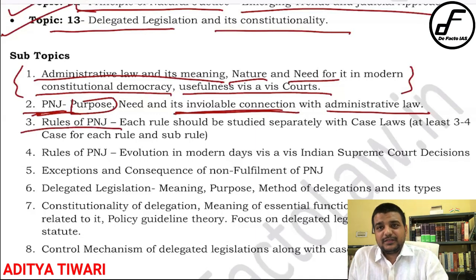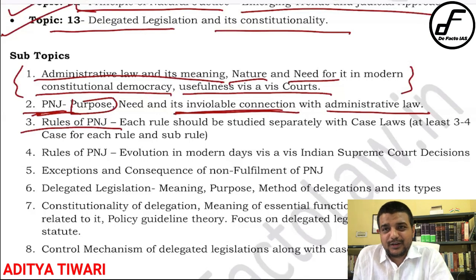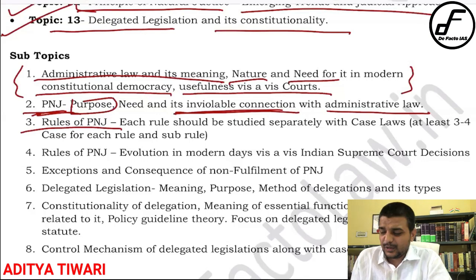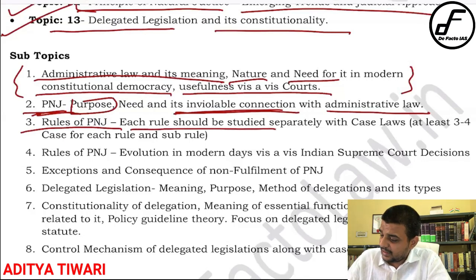Now you must have seen three rules. No one shall be the judge of their own cause, the rule against bias, right? There are multiple sub parts of it as well. So what I will suggest is that you read each rule completely, and the sub parts as well, and at least remember three to four cases, right?